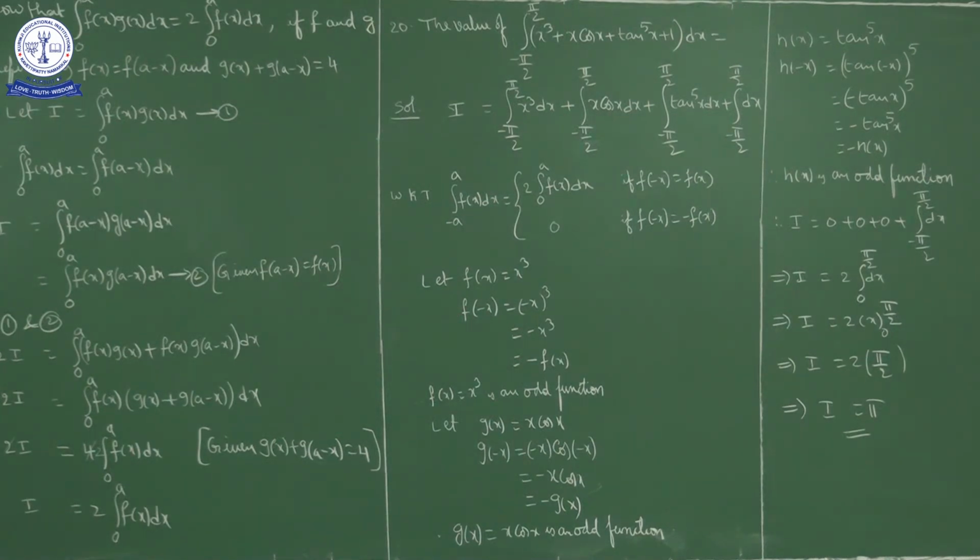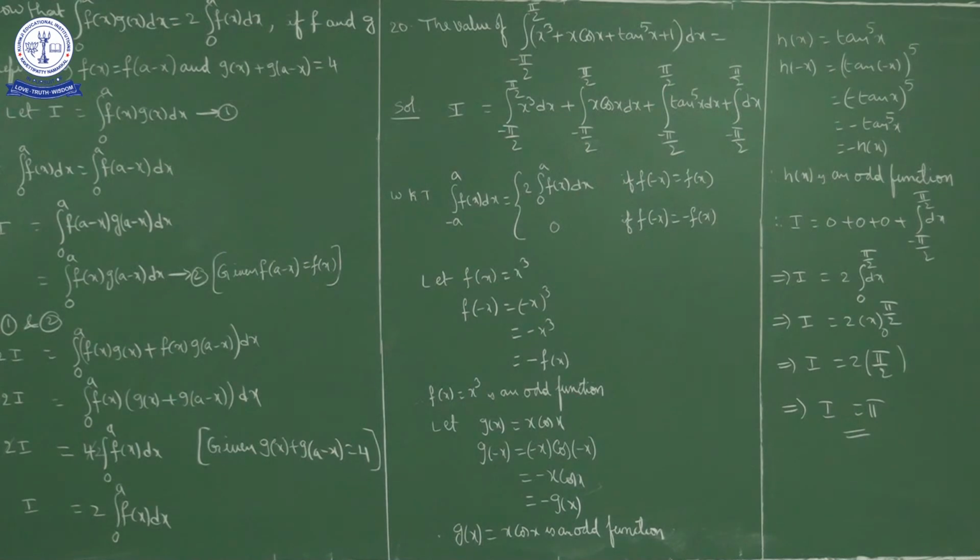Okay. Now f of x is x cube. Now f of minus x is minus x whole cube. Minus x whole cube is what? Minus x cube. So minus f of x. So f of minus x is equal to minus f of x. So f of x equal to x cube is an odd function.